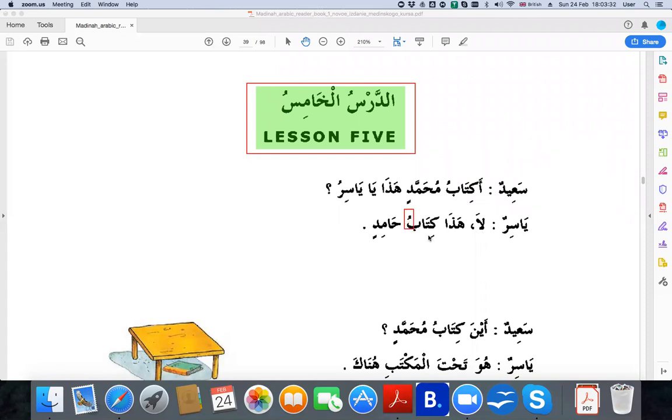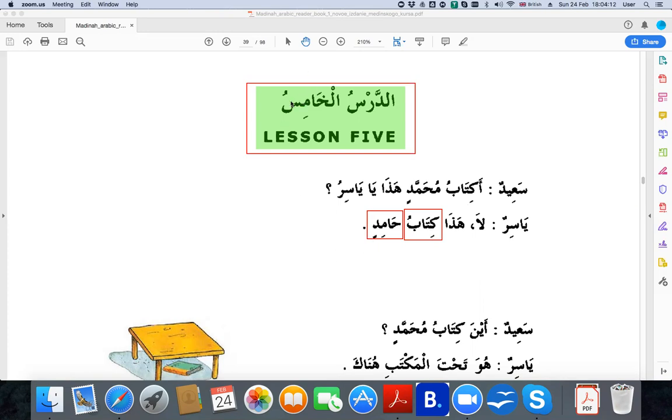This is kitabu hamidin. But we did this in the lesson. We are going to explain again. The book belonged to Hamid. Al-kitabu or kitabu is the mudaf. Means it's the thing we add to. Possessing. Hamidin is the possessor, the one who owned the book. Okay? So we say Kitab Muhammadin.